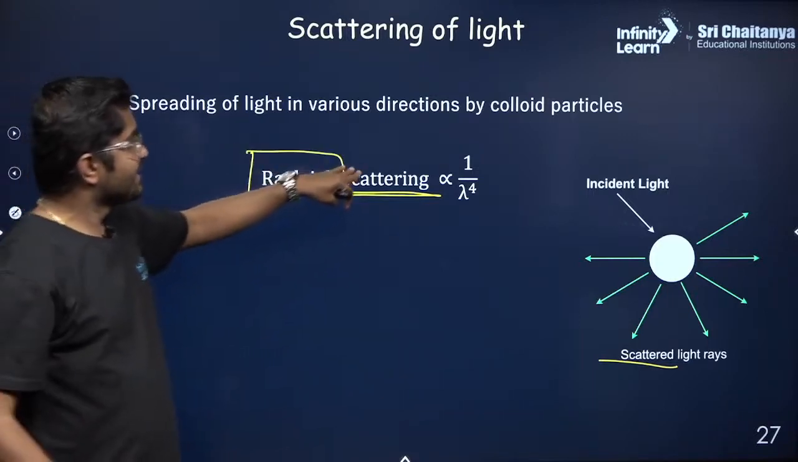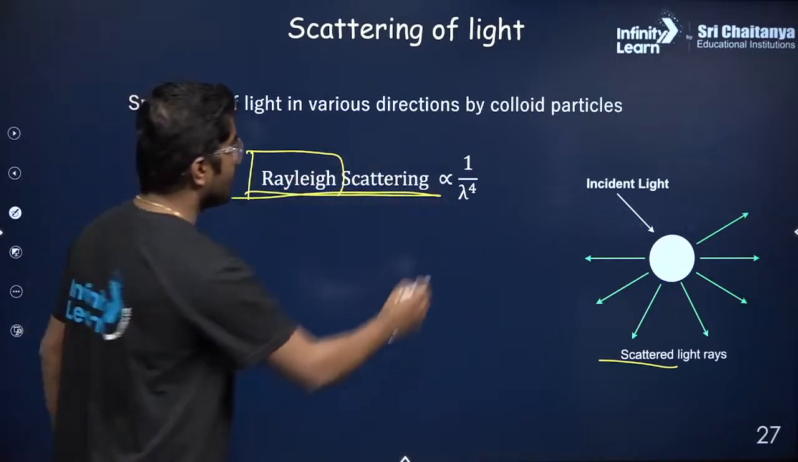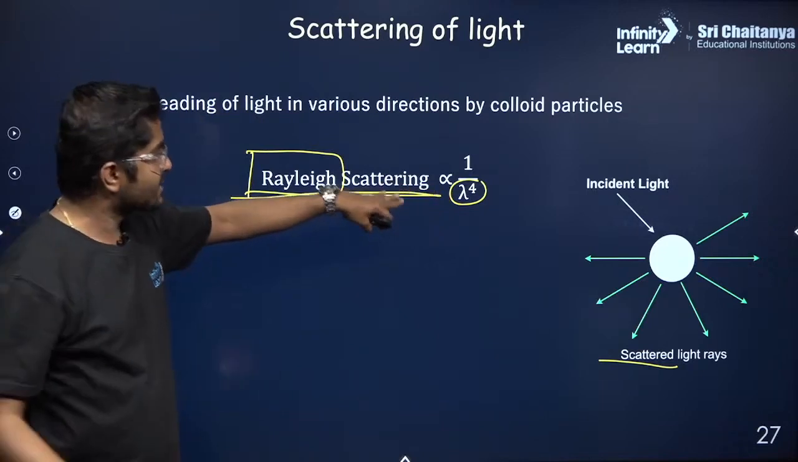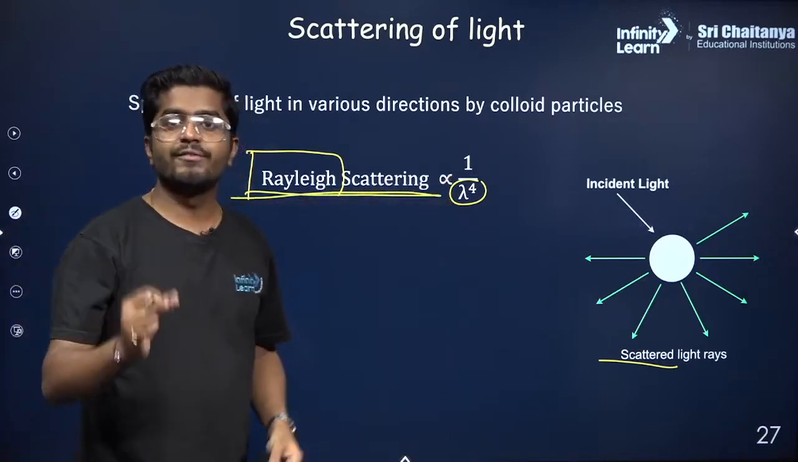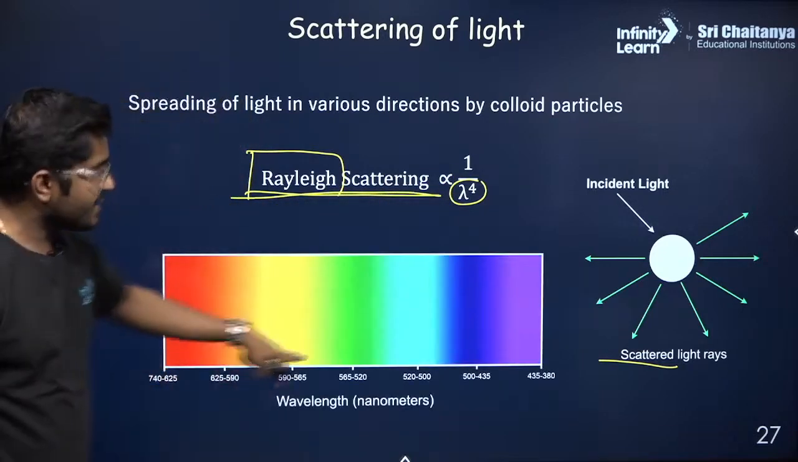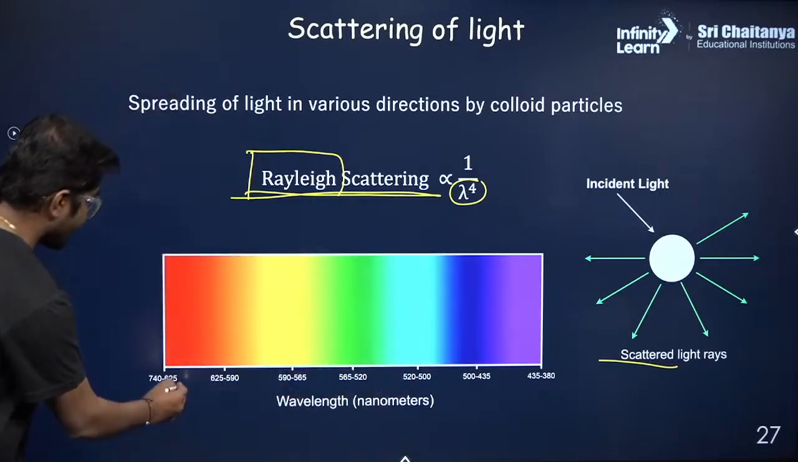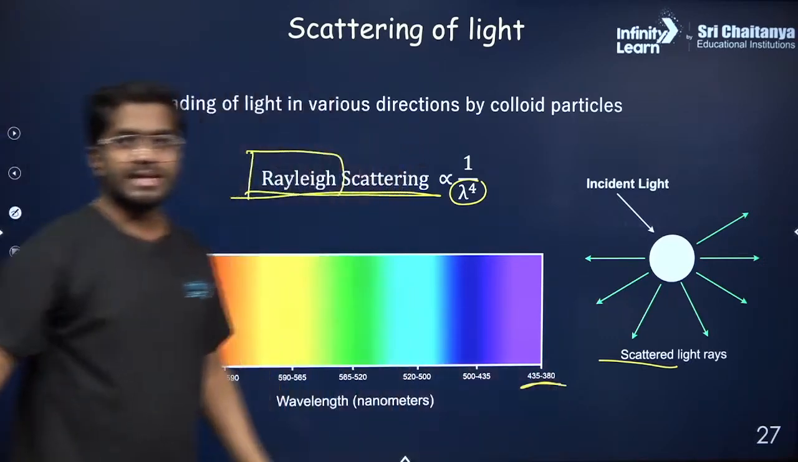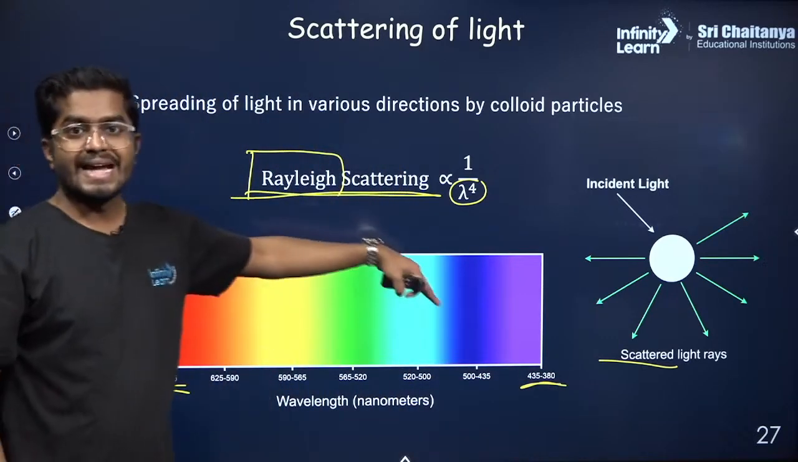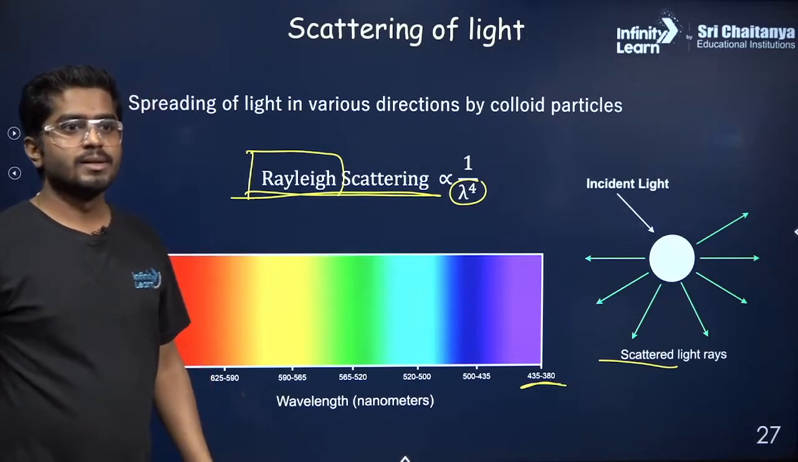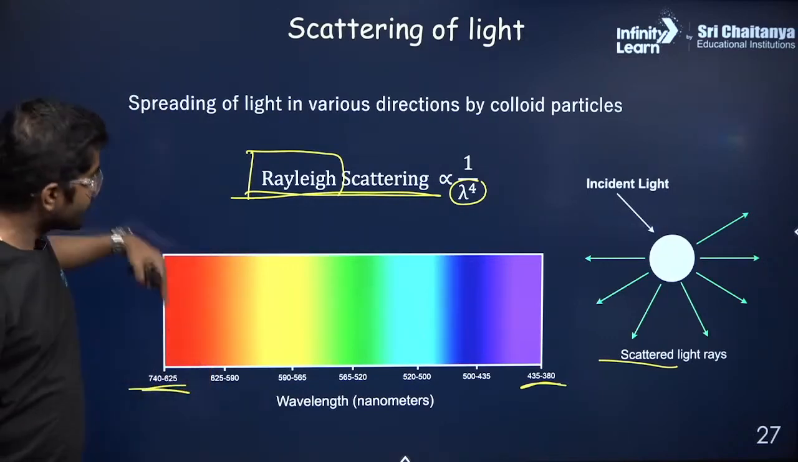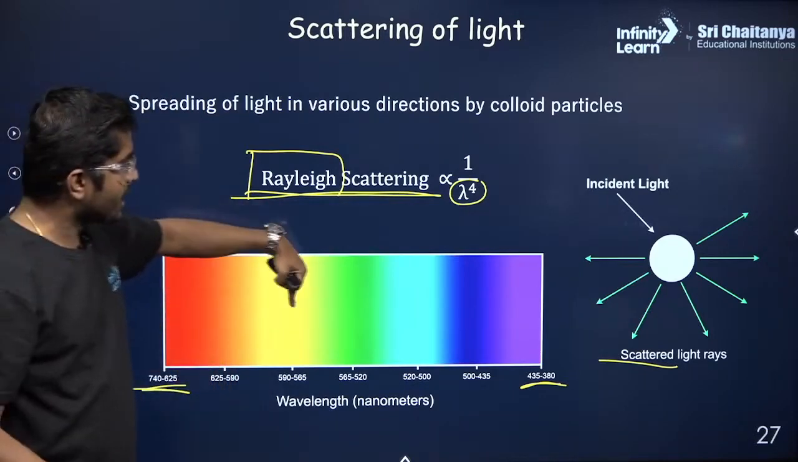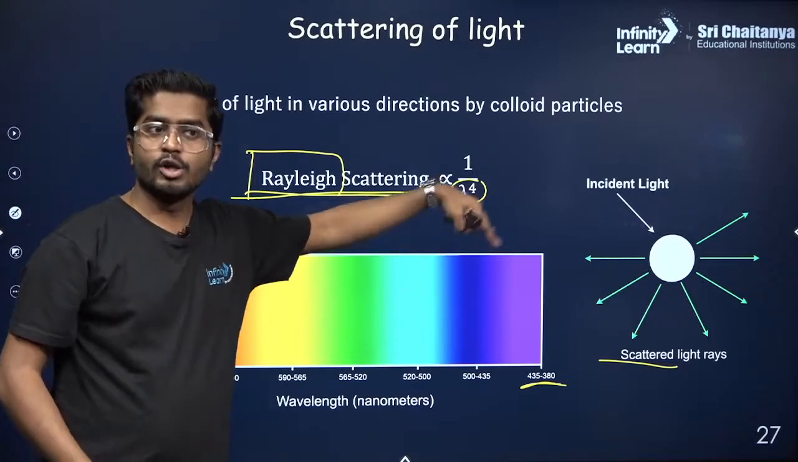What he said is that the scattering is inversely proportional to lambda raised to 4. What is lambda? We have seen in the last class, lambda is the wavelength of different colors. These are the different colors, they have different wavelengths. Red has the maximum wavelength, violet has the minimum wavelength. So can you tell me which color of light will be scattered the most? Is it red, orange, yellow, green, blue, indigo, or violet?